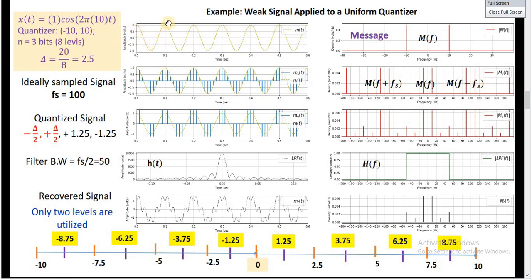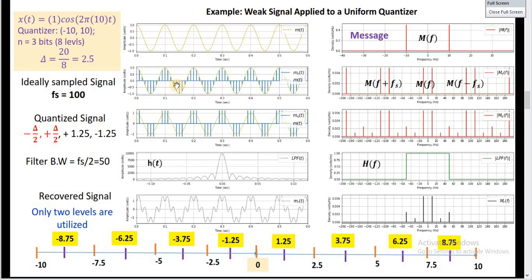Now this is our signal, which varies between -1 and 1. We maintain the same sampling frequency, which is 100 samples per second. Again, this sampling frequency is higher than the Nyquist rate, so this is the sampled signal. The sampled signal is applied to the uniform quantizer.